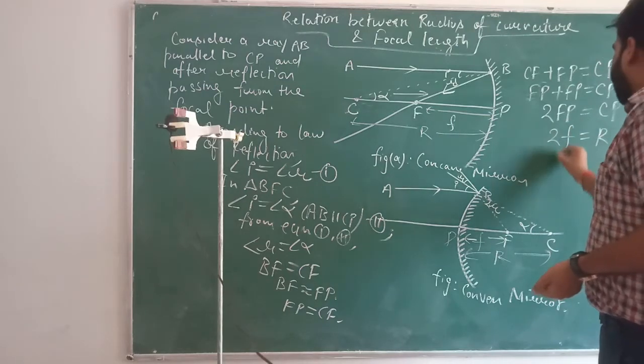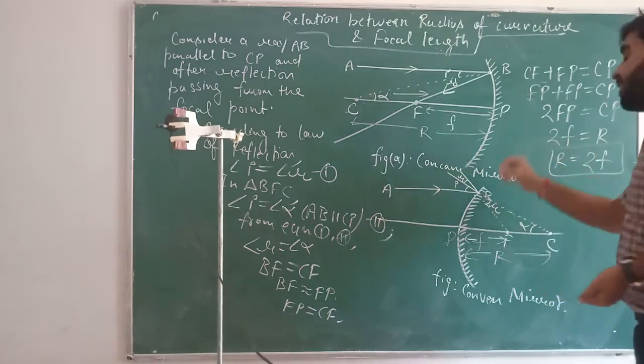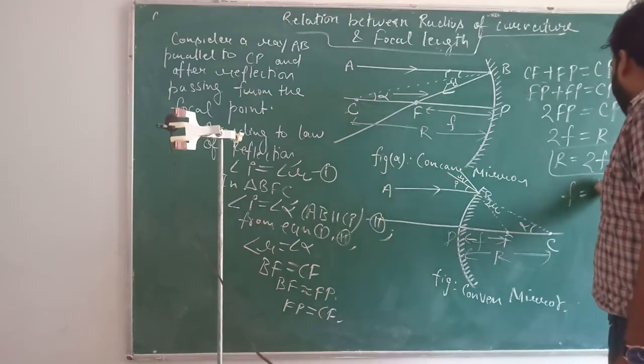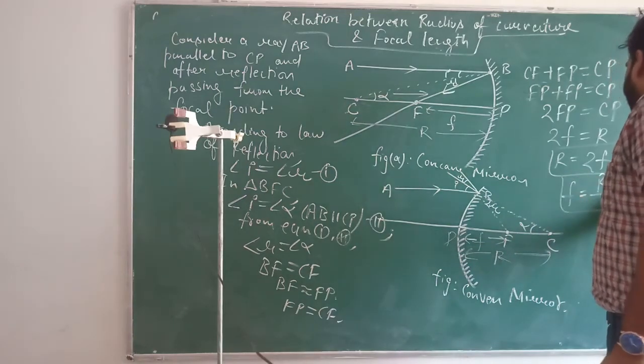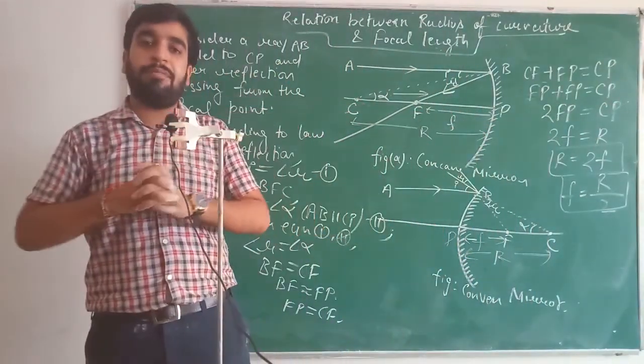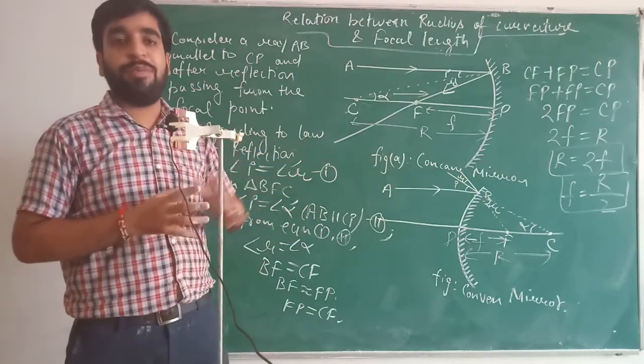So this is the relation: R is equal to 2F. Radius of curvature in case of a spherical mirror is double the focal length. Or what else can we write? Focal length is half of the radius in case of any spherical mirror, either convex mirror or concave mirror. This is going to be the relation.